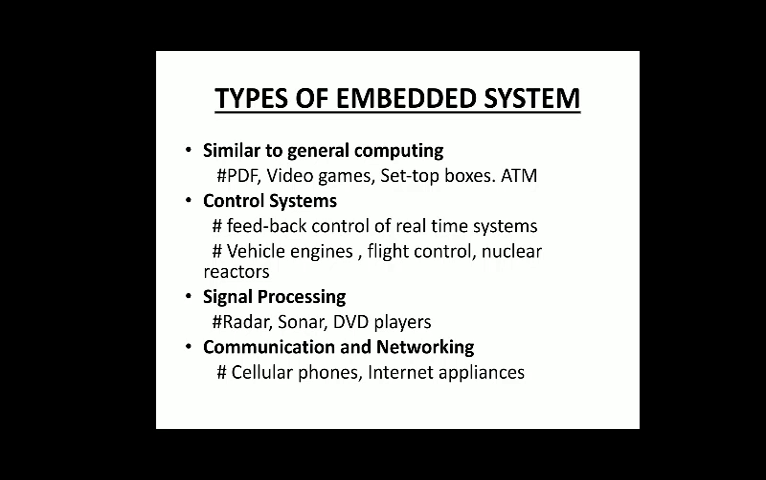Next we have signal processing. Devices like radar, sonar, Doppler are signal processing devices. This embedded system processes signals. A DVD player processes audio and video signals. Next we have communication and networking. The cell phones that we use and internet appliances are communication and networking devices. Google Home and Amazon Alexa are embedded systems.